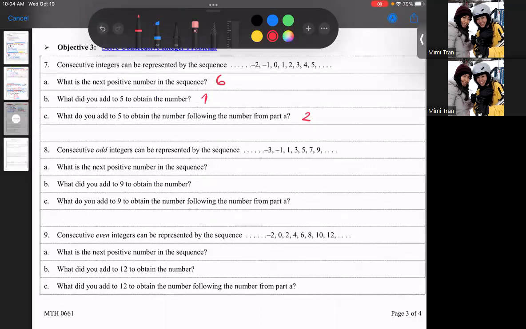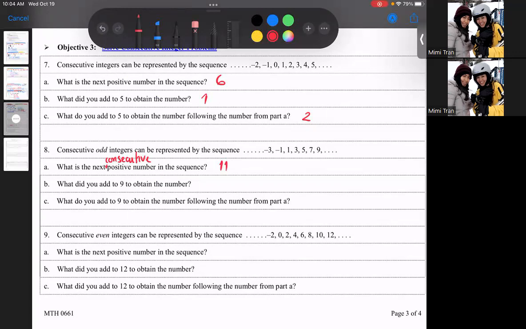What is the next positive number in the sequence? I don't like the way this question is phrased. I should say, what is the next consecutive positive? Next consecutive. I would say consecutive, because I could just say 10, right? I could just say 10. So 11, because I want consecutive.